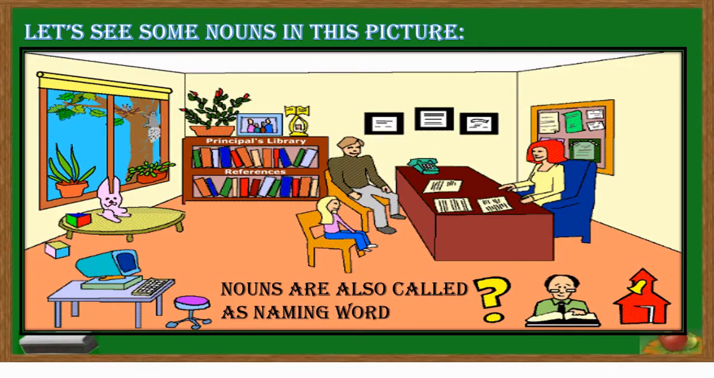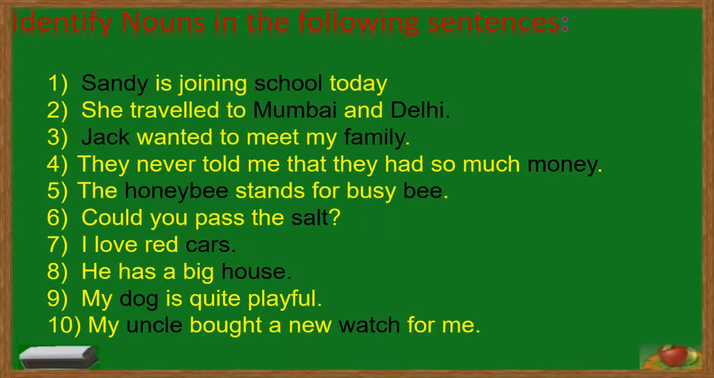So in short, we can say that nouns are also called naming words because they give the name to a person, place, thing or object. Now let's see some exercises related to noun. Let's do the exercise related to noun.